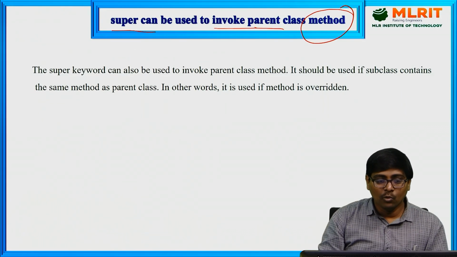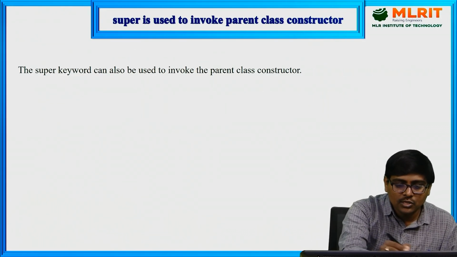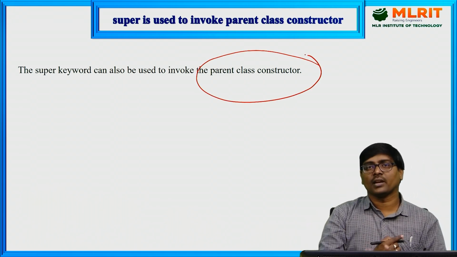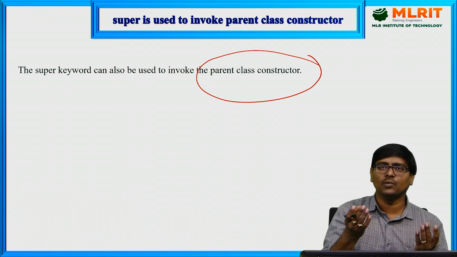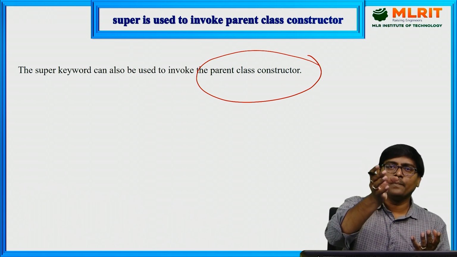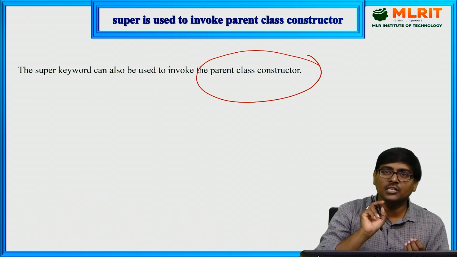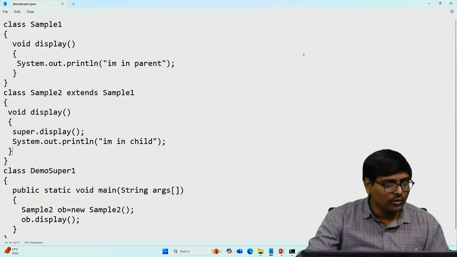Now move to the next use of super. Super is used to invoke the parent class constructor. What is the meaning of that? Simply by creating an object for the child class, which one is executed? The child class constructor only. Now I will show with one example.